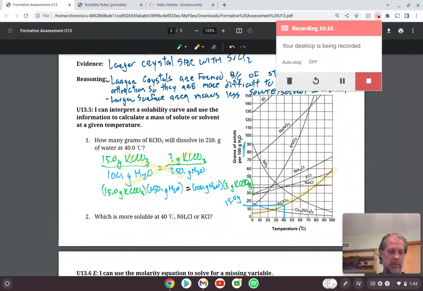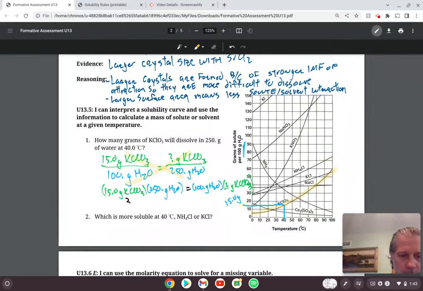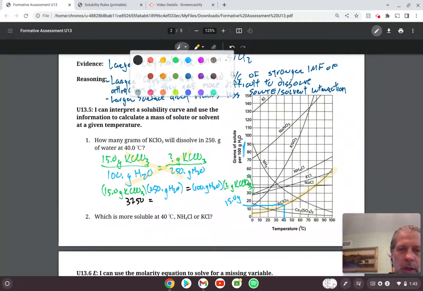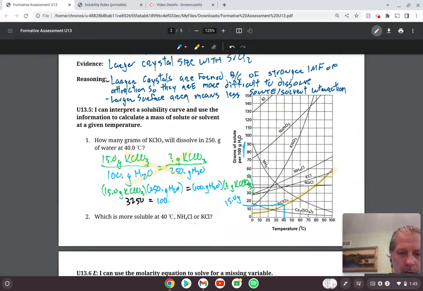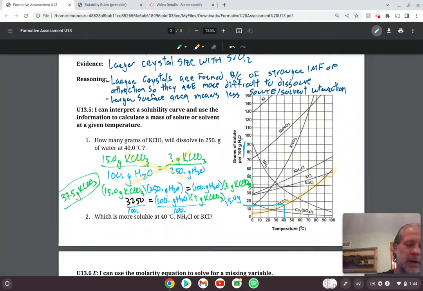So I'm going to take the 15 times 250, and I'm going to simplify that, which gets me 3,750. 3,750 is equal to the 100 grams of water times question mark grams of KClO3. Going to divide both sides by 100. So 3750 divided by 100 gives me 37.5 grams of KClO3. So the final answer there is going to be 37 grams of KClO3 in 250 grams of water.